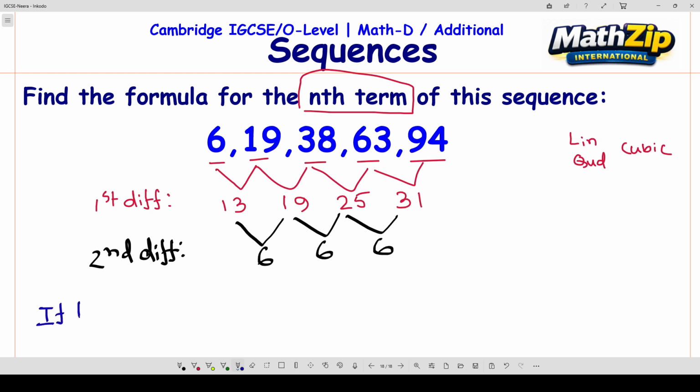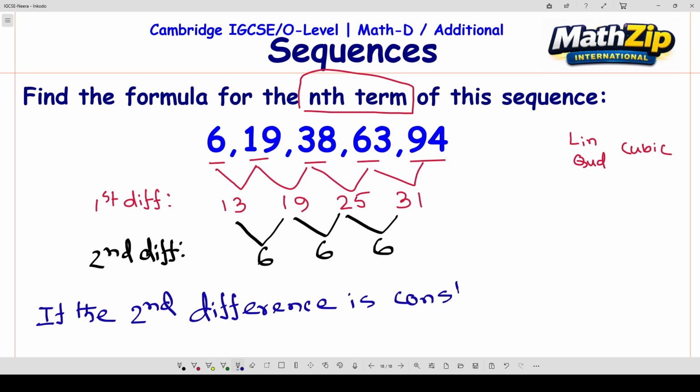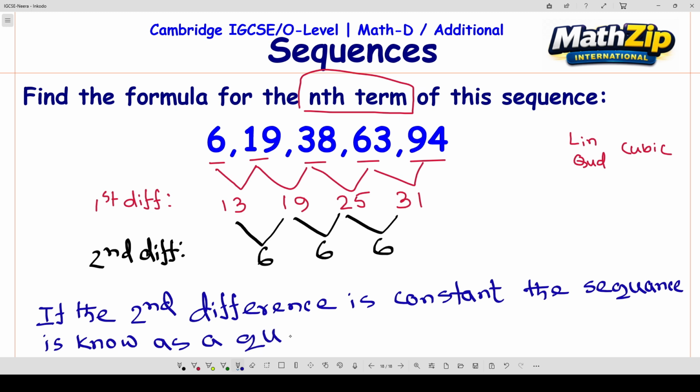If the second difference is constant, the sequence is known as a quadratic sequence.